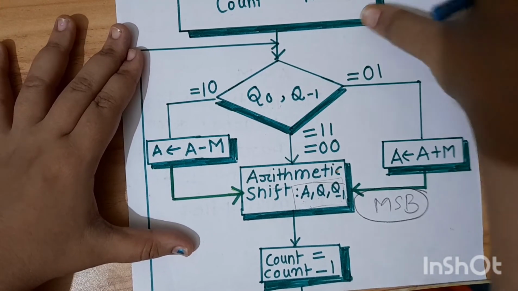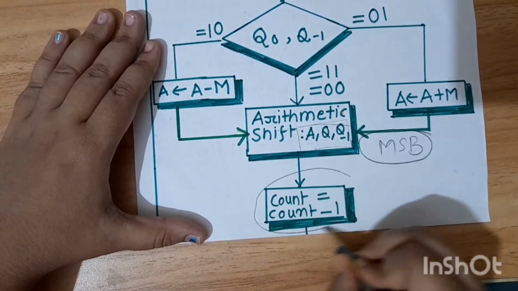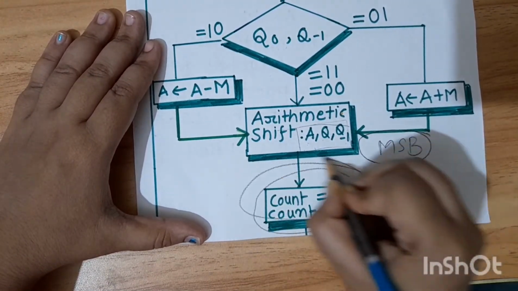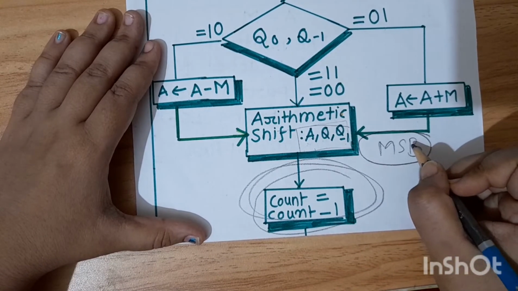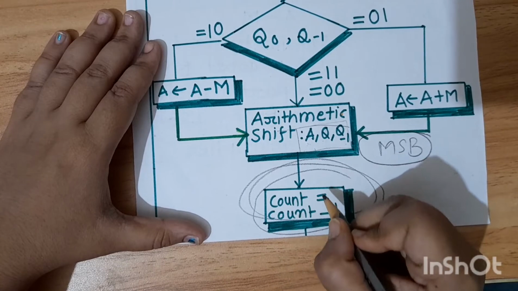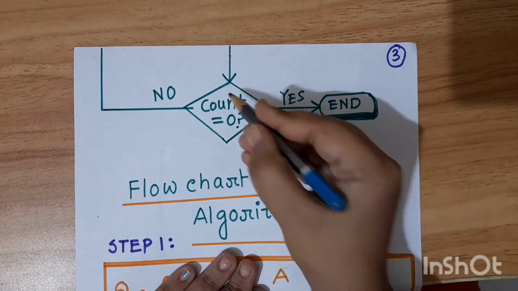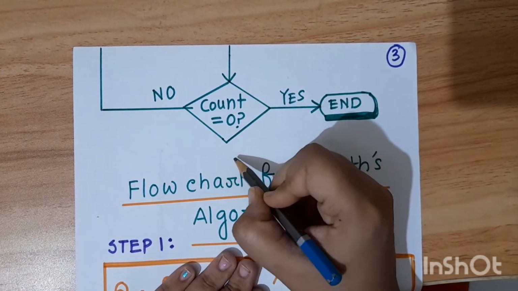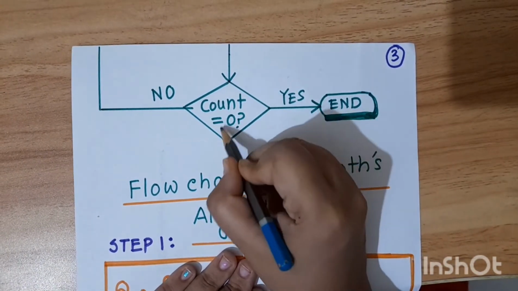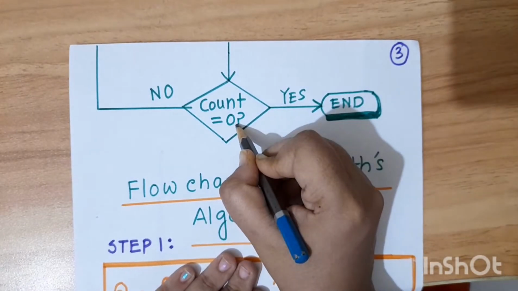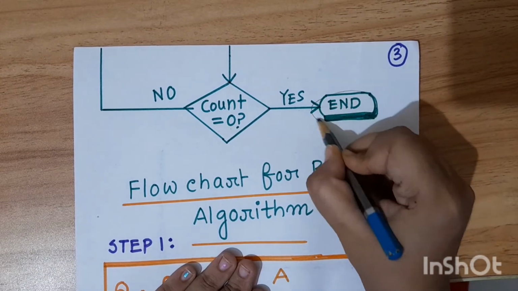Please note, after doing all these things, we are decrementing the count value. Initially the count value will be equal to the number of bits of the multiplier. I will decrement it and it would become count equals count minus 1. Continuing the flowchart, we check whether the count is equal to 0 after the decrementation. If yes, then we end the loop.